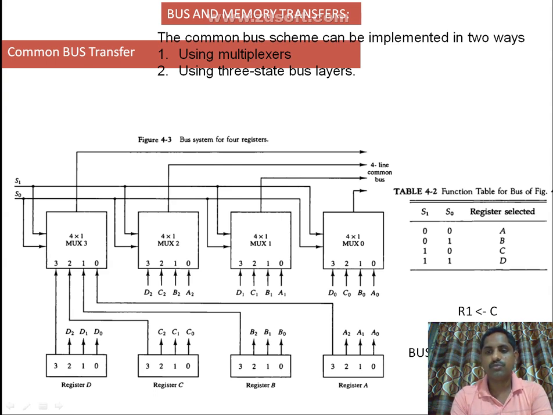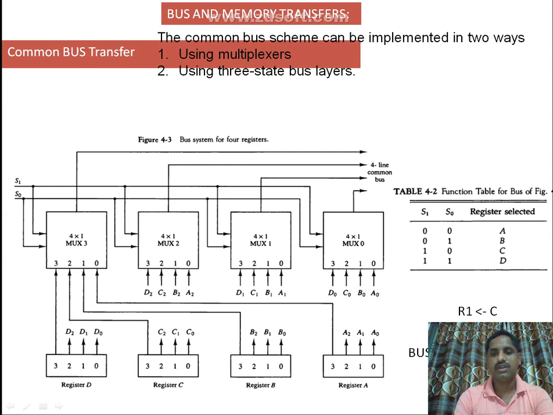For example, the output of register A is connected to input 0 of multiplexer 0 because this input is labeled A0. Thus multiplexer 0 takes the 0 bits of the registers, multiplexer 1 the 1 bits of the registers, and similarly for the other two bits, multiplexer 2 and multiplexer 3. The two selection lines S1 and S0 are connected to the selection inputs of all four multiplexers. The selection lines choose the four bits of one register and transfer them to the four lines of the common bus.